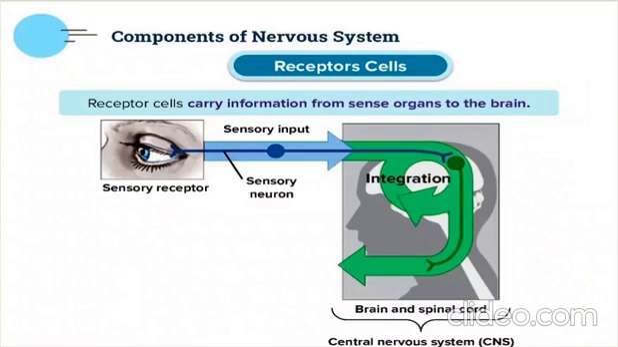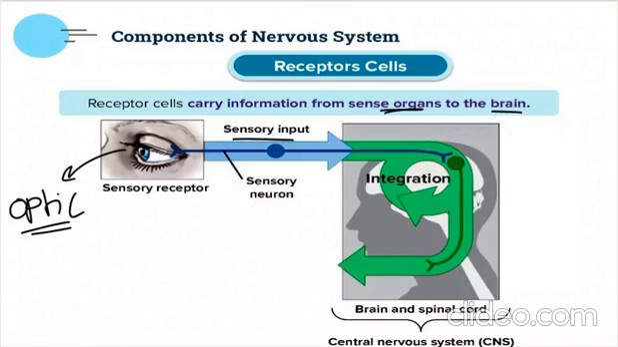All right. Now, how do they work? These receptor cells carry information from our sense organs to the brain. In the eye we have the optic receptor, correct? So that takes the sensory input by the sensory neuron, then it gets integrated and goes to the brain and spinal cord in the central nervous system, right?